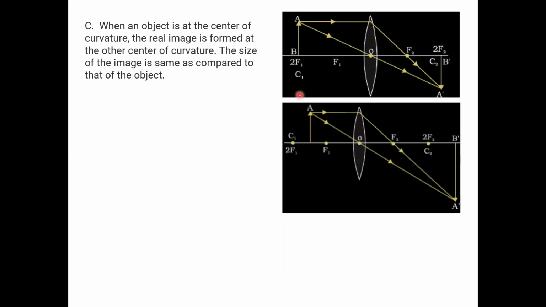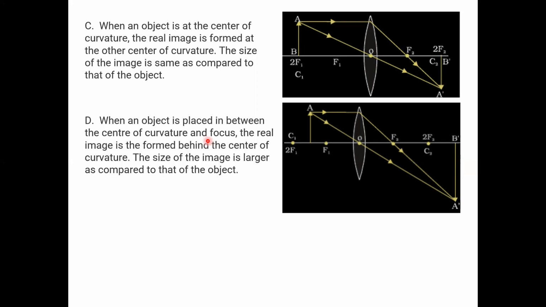Now, next case. Now your object is between C1 and F1, that is center of curvature and first principal focus. In this case, you will get a larger image, that is real and inverted image, behind C2, that is center of curvature. So in this case, your size of the image is larger as compared to that of the object.